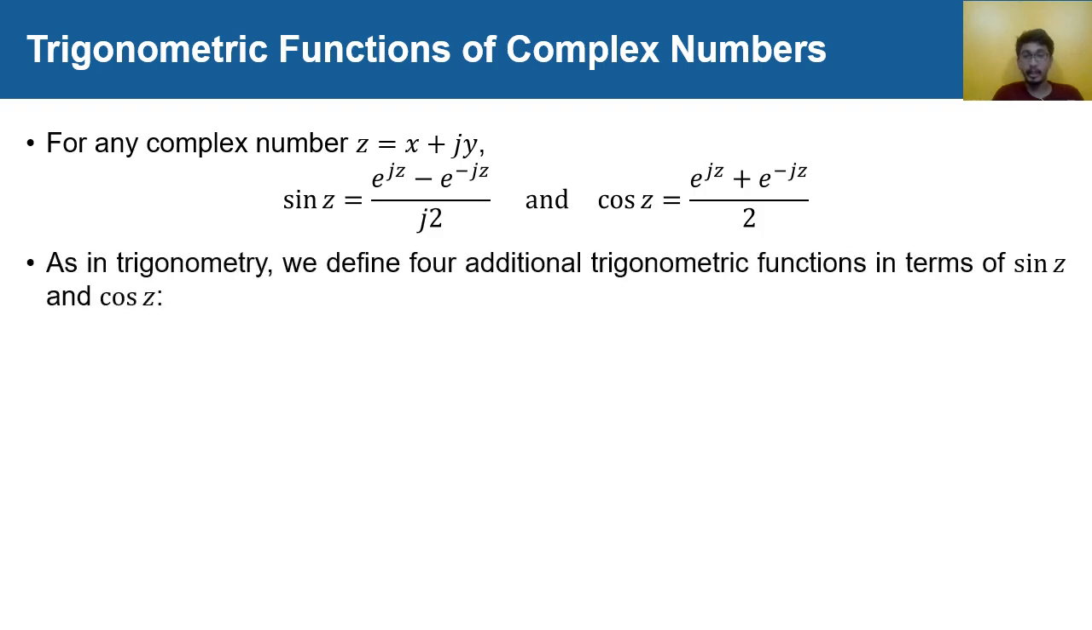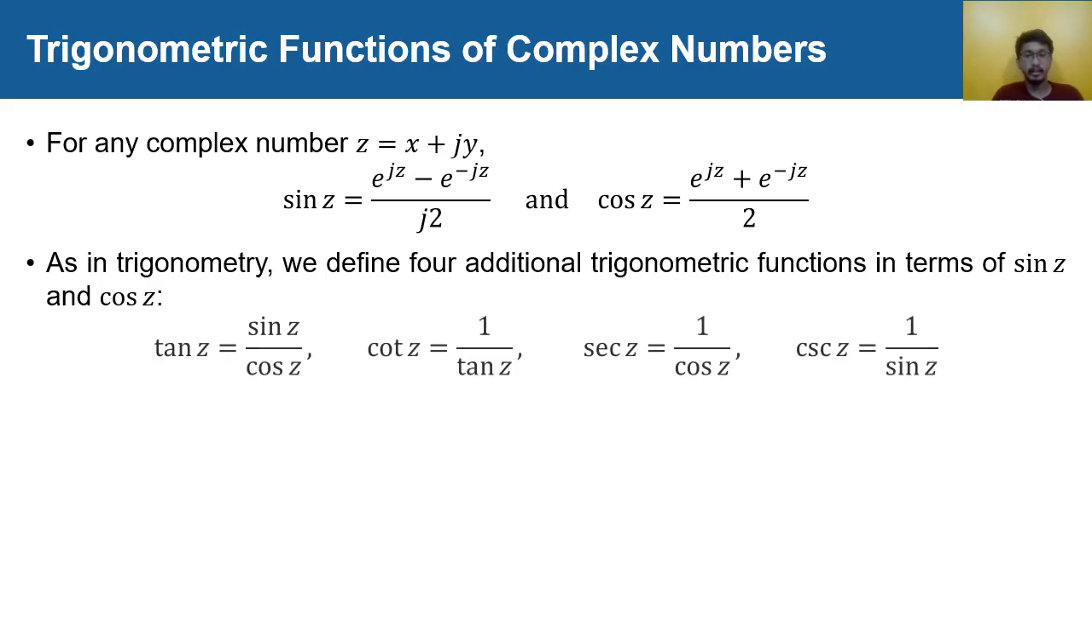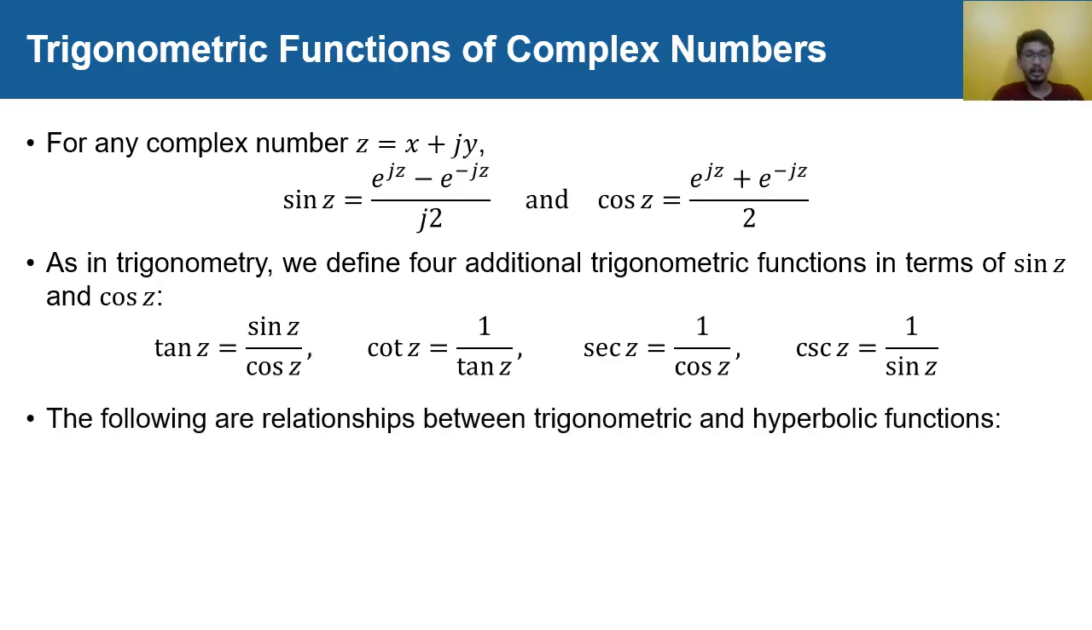As in trigonometry, we define four additional trigonometric functions in terms of sine z and cosine z. That is, tangent z is equal to sine z over cosine z, and cotangent of z is equal to 1 over tangent z, or that is cosine z over sine z. And then secant of z is equal to 1 over cosine z, and cosecant of z is equal to 1 over sine z.